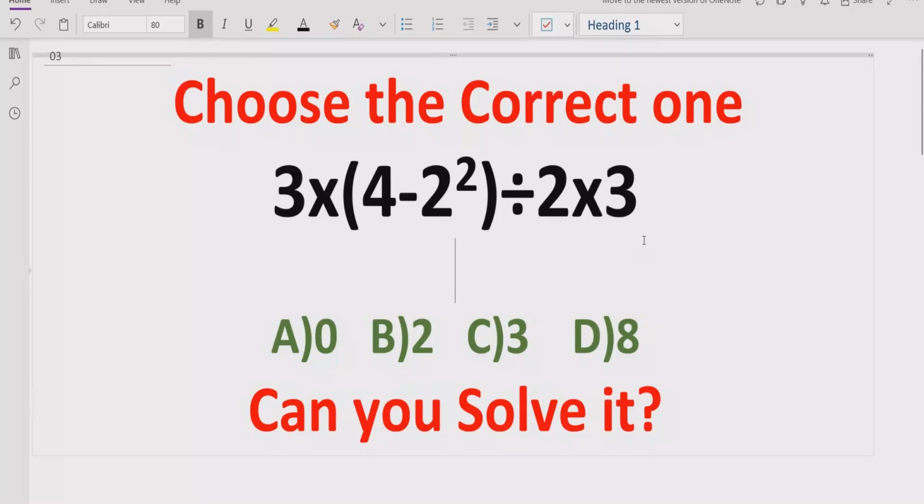Today we will solve another quiz which is related to arithmetic expression. The quiz contains the basic operations: multiplication, minus, and division. So we have to solve this quiz using PEMDAS and the DMAS method and find out the correct answer. In the answer list we have 4 answers: A is 0, B is 2, C is 3, and D is 8. So let's see after solving it which answer is correct.